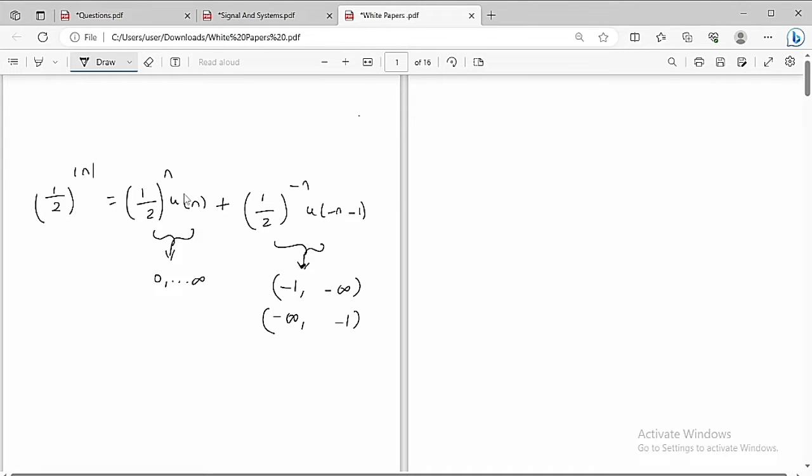So let me write this part so that we can easily understand. Now as you can see clearly, (1/2) to the power of mod n we can write as (1/2) to the power of n into u(n). This is defined from n equal to 0 to n equal to infinity. And (1/2) to the power of minus n into u(-n-1) is defined from n equal to minus infinity to minus 1. So like this we can write here, right?